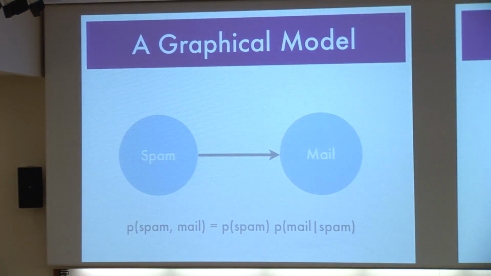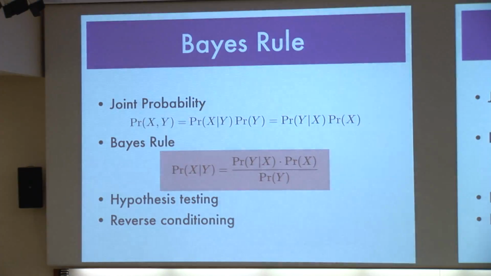Now, here's a simple graphical model based on this. Say we have spam. So I decide whether I want to send you spam or not. And then I write an email for you. So I can write that P of spam and mail is P of spam times P of mail given spam. Okay, what have I just done? I've just basically used Bayes' rule.